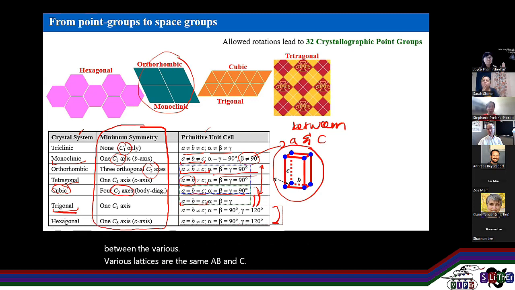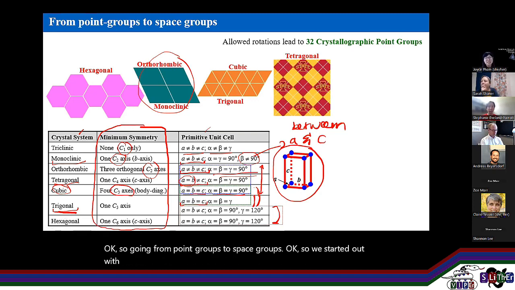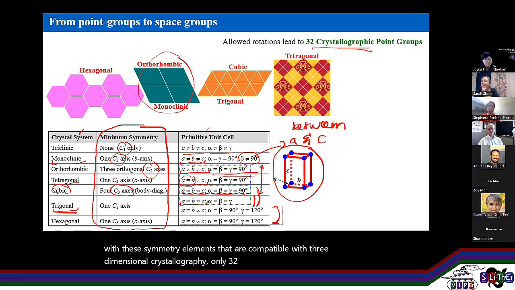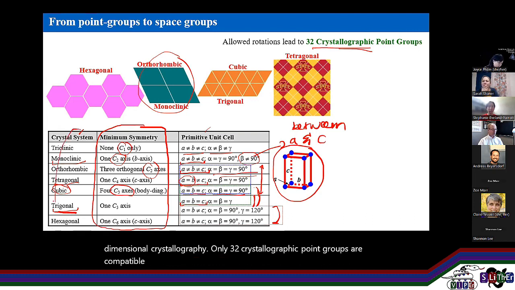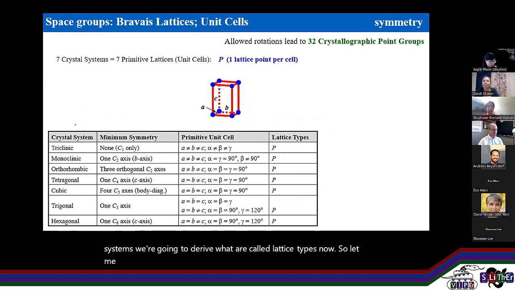Okay, so going from point groups to space groups. We started out with these symmetry elements that are compatible with three-dimensional crystallography. Only 32 crystallographic point groups are compatible. There are only 7 crystal systems. And from these crystal systems, we're going to derive what are called lattice types now. So let me move over that for you to see.